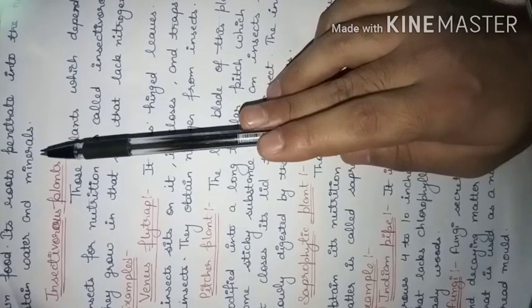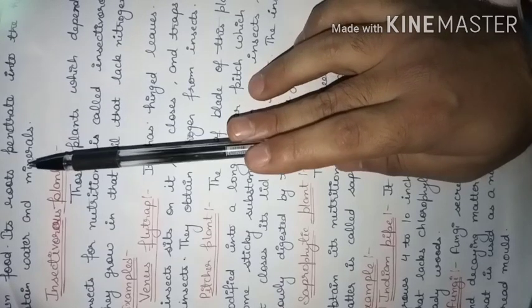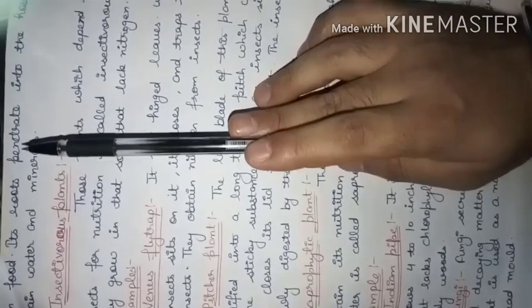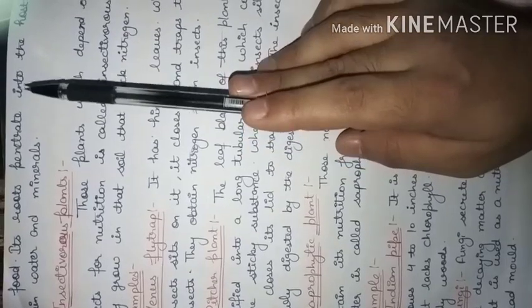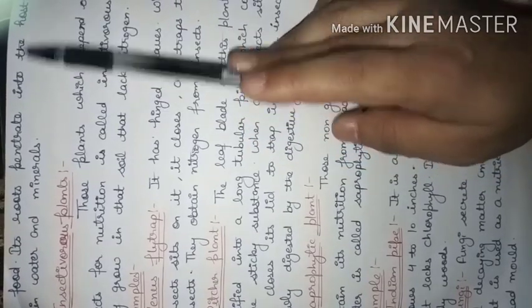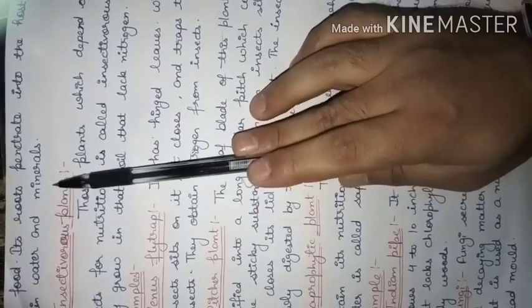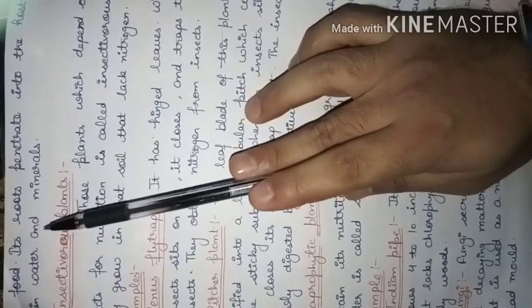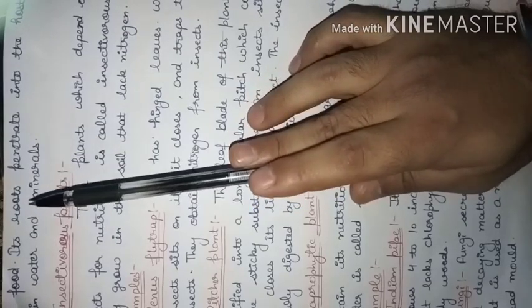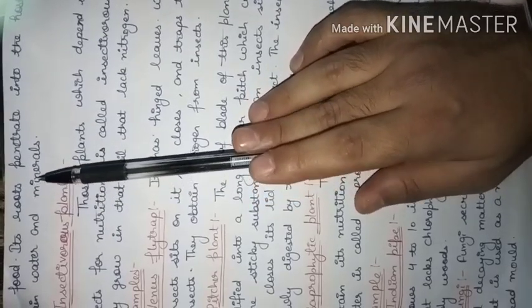They also require water for it. So what happened? The root of the mistletoe plant penetrates into the stem of the host plant. So what happened? They obtain the water and minerals. When they get the water and minerals, by the help of sunlight, the mistletoe can prepare their own food.